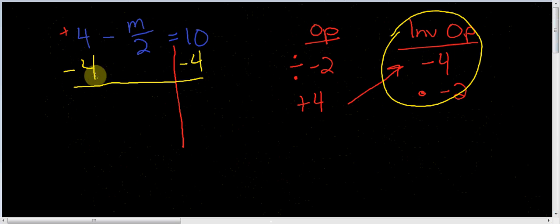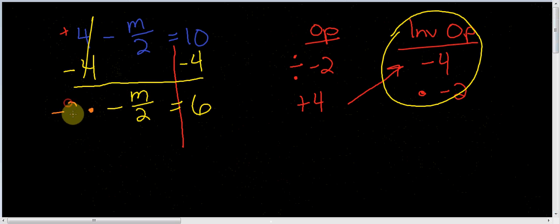Do a little underlining. I have 4 take away 4, that's 0, gone. Negative sign, m over 2, that drops down. Equal sign drops down, and 10 minus 4 is 6. Okay, my chart, I go back over to that, and it tells me that I want to multiply by negative 2 on both sides. So times negative 2, times negative 2. Do that on both sides.